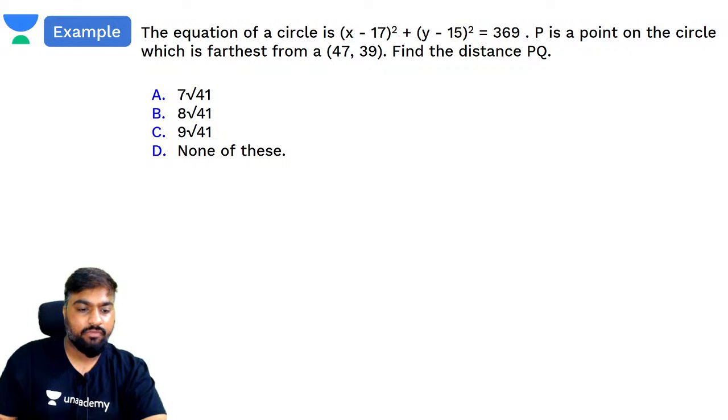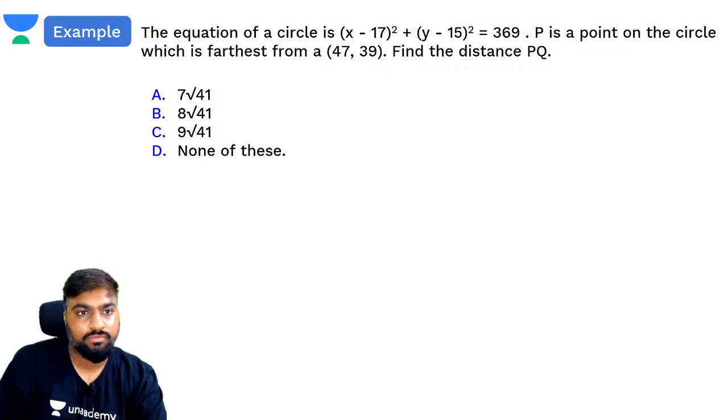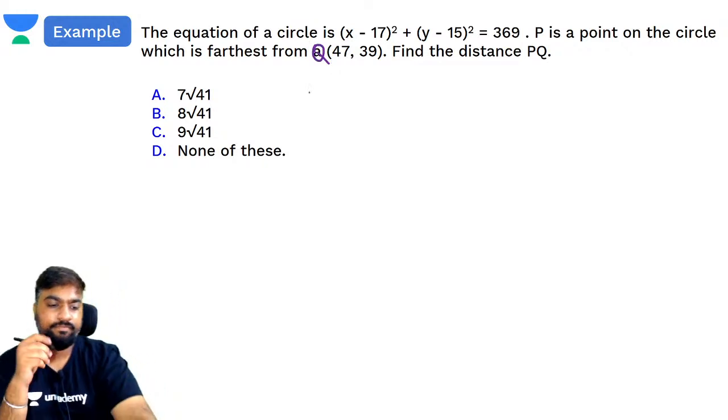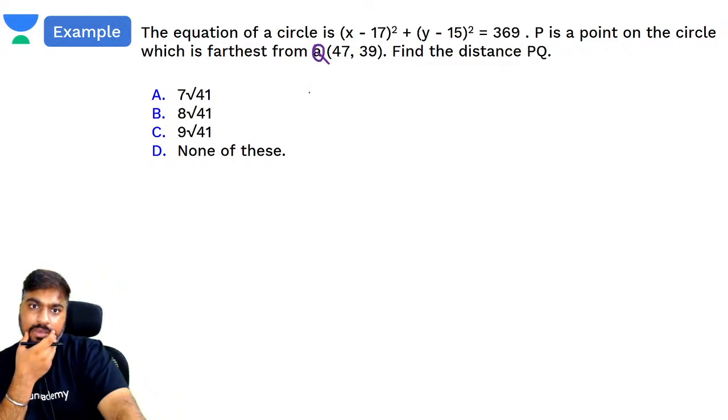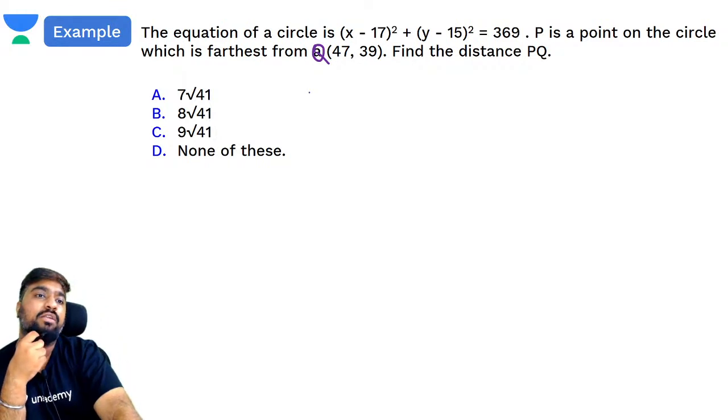This is not A from Q, huh? This is Q. This is a typo, it's not A, it's Q. So the coordinates of Q are given. They're saying P is a point on the circle.